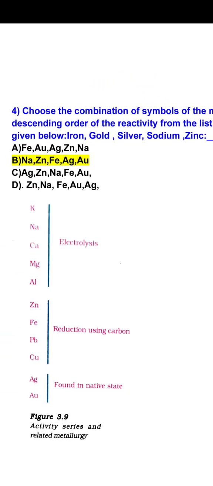The highest reactive metal from the reactivity series, if you refer, is Na, sodium, and then comes zinc, Zn, then followed by iron, Fe, silver, Ag, and lastly gold, Au. So the descending order, with the highest reactive metal appearing first and the least reactive metal appearing last, is Na, Zn, Fe, Ag and Au.